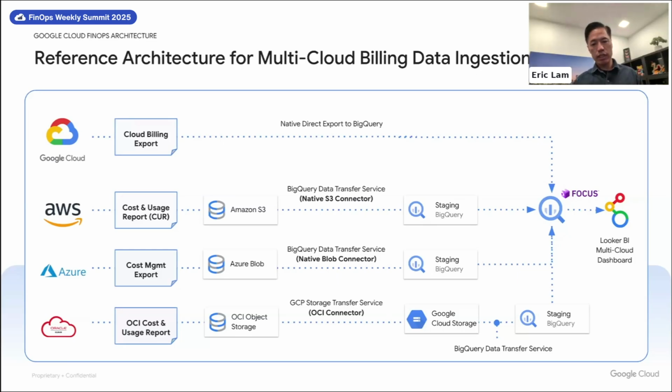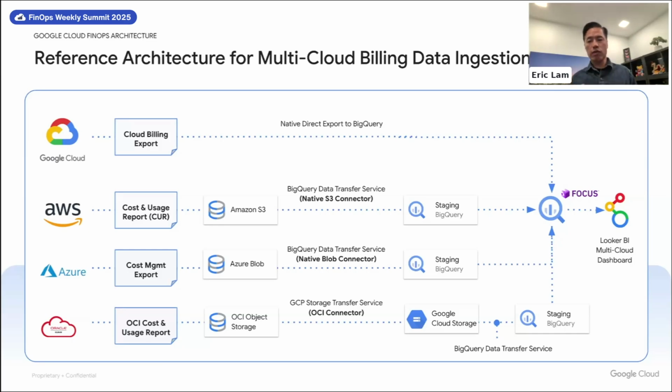With OCI, there's one additional step though. You do have to use the GCP Storage Transfer Service right now to dump and load the data into a Google Cloud Storage bucket. And from there, you pick it up with the BQ Data Transfer Service into BQ.